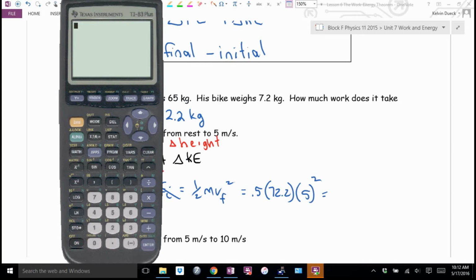This is how much energy it would take this cyclist to go from 0 to 5. This is how much work. You get 902.5 joules of energy.